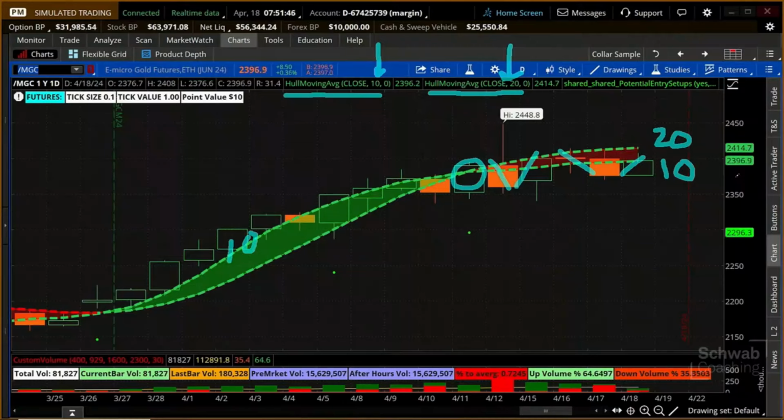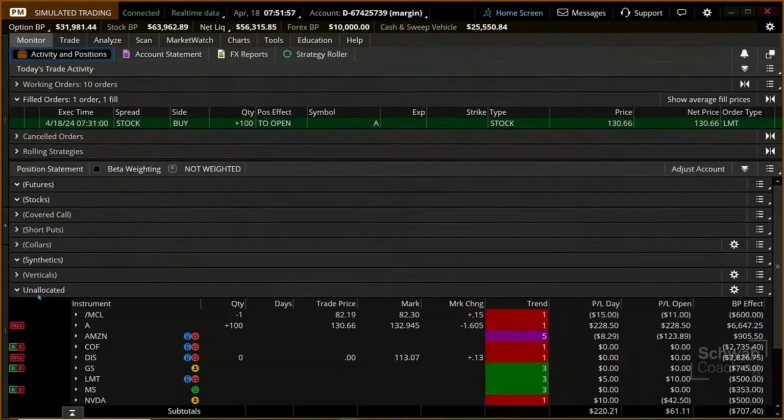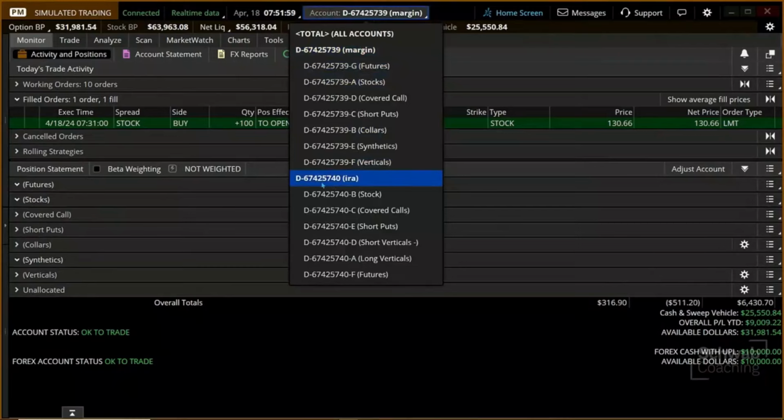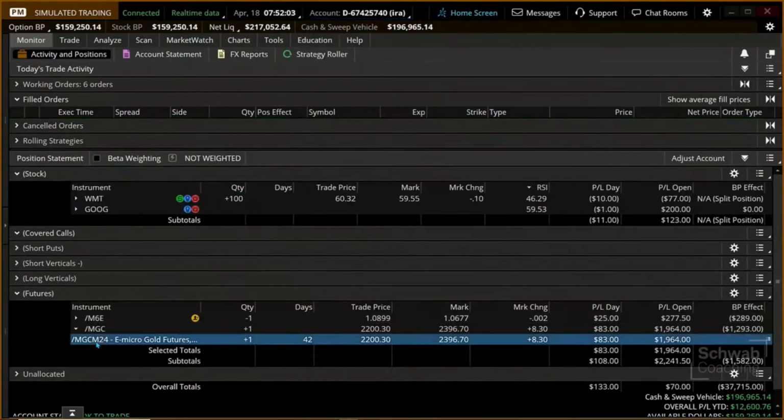Not a problem, Greg. Good question. So if the 10 is below the 20, what is the position? Is it long or short? Well, it's been long. Let's go back to activity and positions. We're going to take a look at this right here. And the position on gold is long gold futures at the $2,200 price level. And the mark value, think of that as what's the price now?